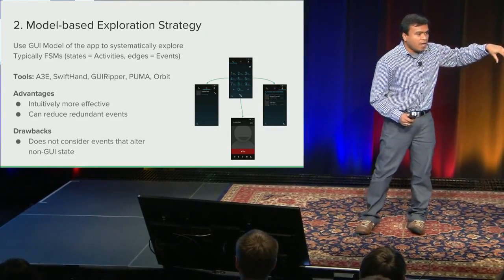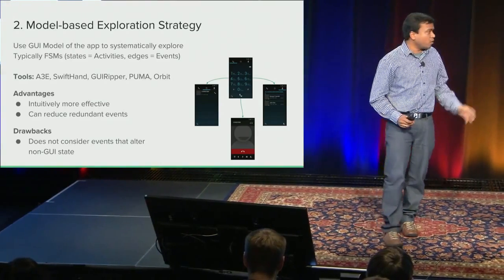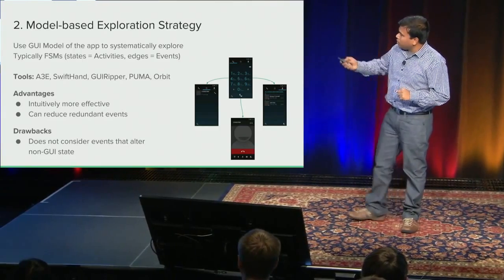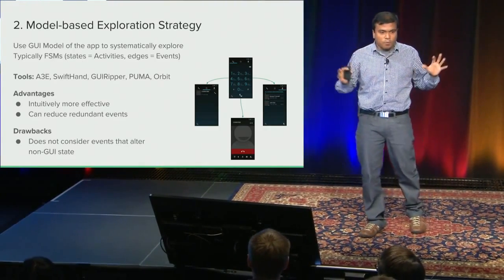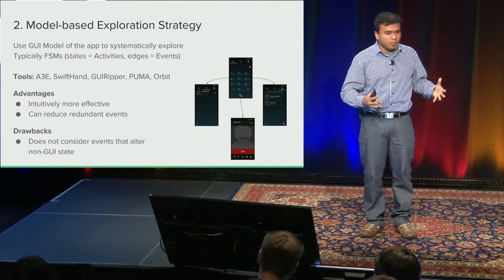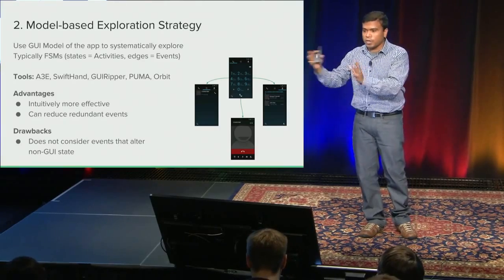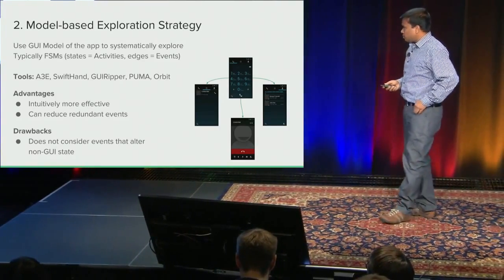And the edges are transitions or actions that you do in these states to go into another state or screen, right? So the tools in this category are A3E, SwiftHand, GUI Ripper, Puma, and Orbit. Intuitively, these tools are more effective because you know what they are testing. And these tools are also less redundant because once they know that, OK, I've reached this activity and I've seen it before, I don't need to test it again. So they are less redundant than random tools.